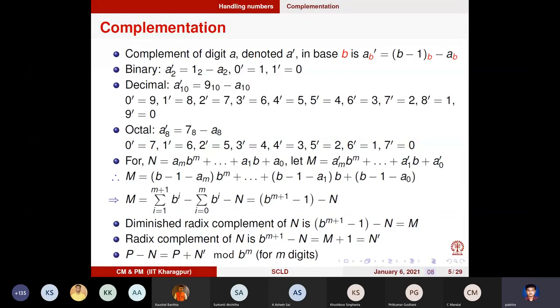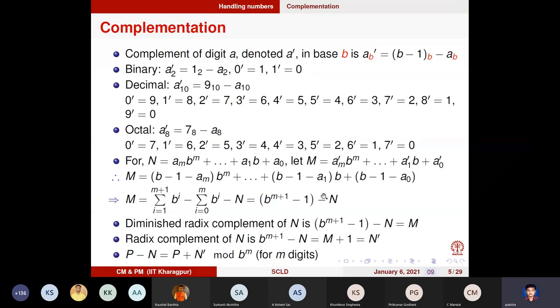So if the new number is m, I have replaced every digit by its complement a prime, and by definition a prime is b minus 1 minus a. So I have replaced a prime by b minus 1 minus a. So it is b minus 1 minus am to the power bm, b minus 1 minus am minus 1 to the power bm minus 1, and so on. It's replacing every digit. So if we do this algebra, m becomes, you collect all the b minus 1 terms, and you have sigma 1 to m plus 1 b to the power i minus sigma 1 to 0 b to the power i minus am bm am minus 1 bm minus, which is n itself, the number itself.